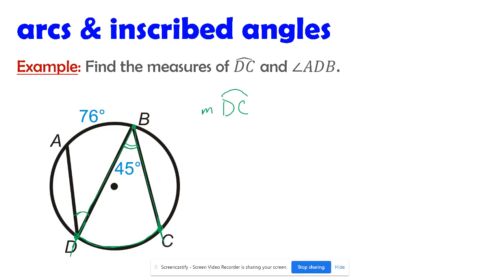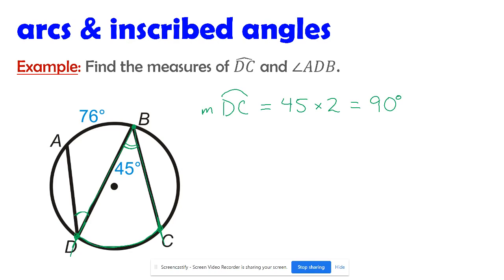So now what you want to do to figure out the measure of DC is you take that angle, 45 degrees, you multiply it by 2, because you always take your inscribed angle, multiply it by 2, and that's going to tell you the measure of the arc. 45 times 2 is 90. So arc DC has a measure of 90 degrees.